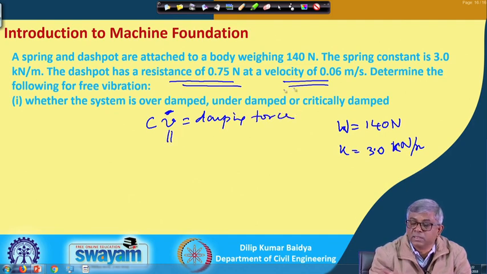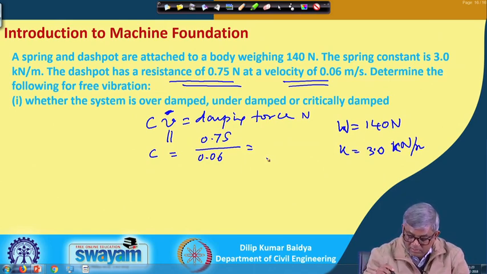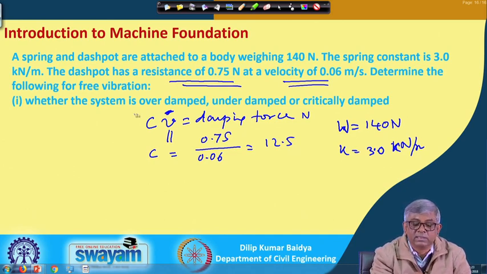So, damping force is C times velocity. The velocity is given as 0.06. So, what is the value of C? C will be equal to 0.75 Newton divided by 0.06. This is in Newton, and this is in meter per second. So, C becomes 12.5. And I have to inspect whether the system is over damped, under damped, or critically damped.